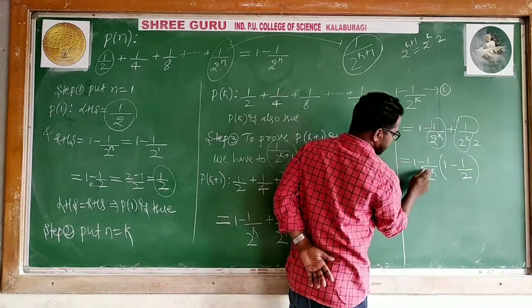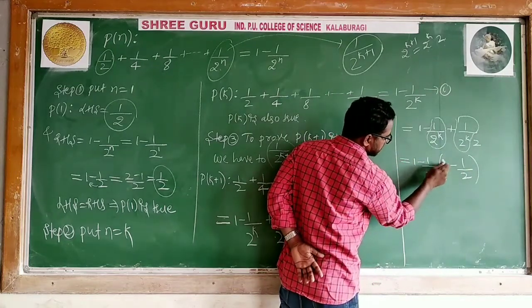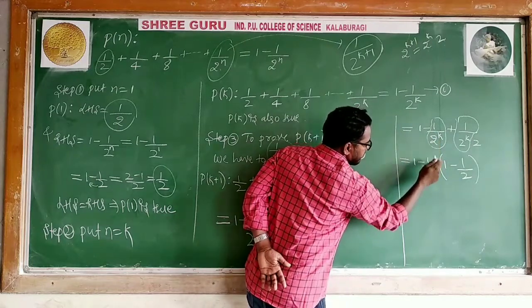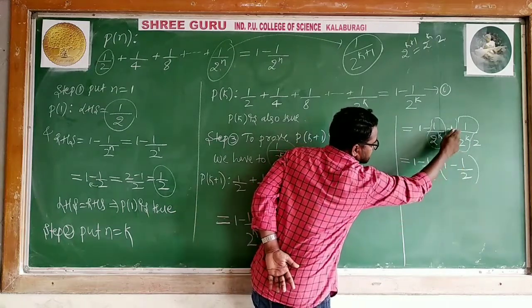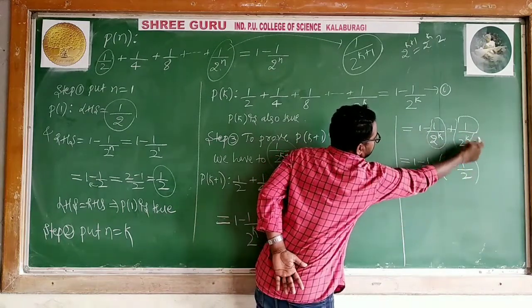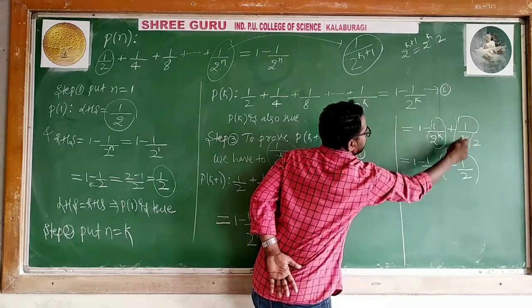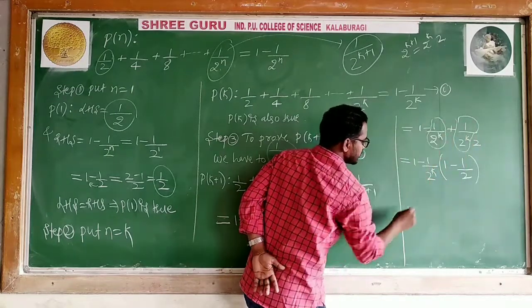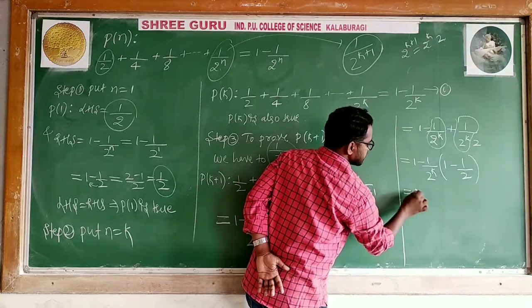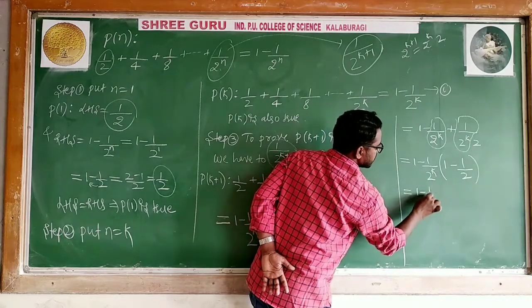So if you are multiplying this, minus 1 divided by 2 to the power k into 1 is minus 1 divided by 2 to the power k. Minus of minus plus 1 divided by 2 to the power k into 2. This term will be same. So I took 1 divided by 2 to the power k outside. Now see, 1 minus 1 divided by 2 to the power k.